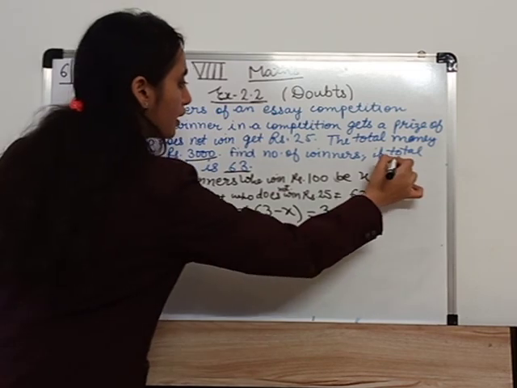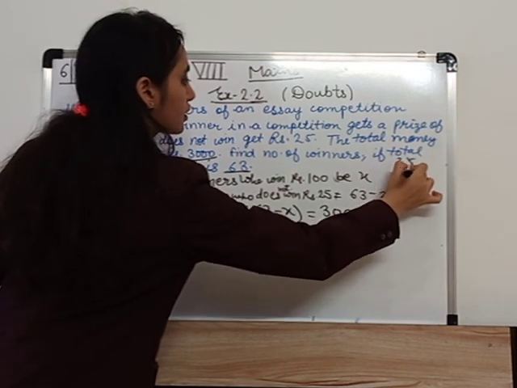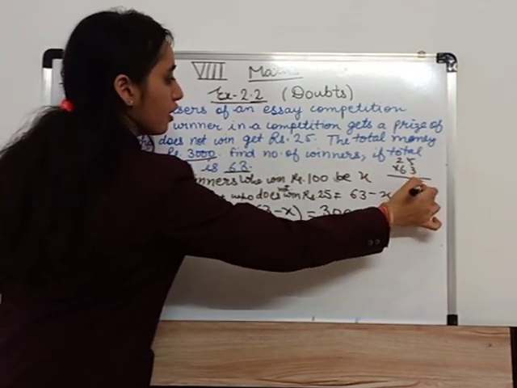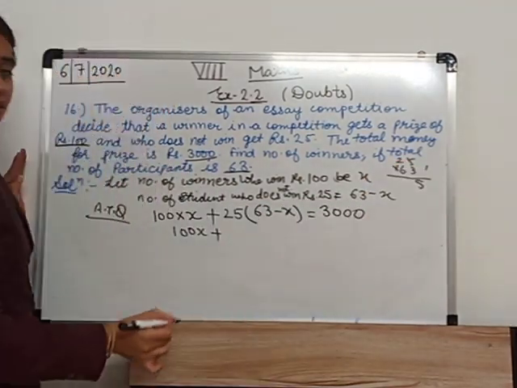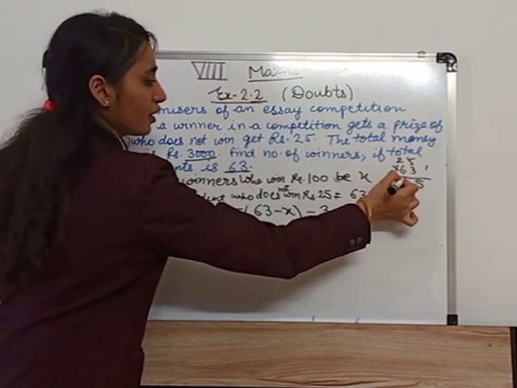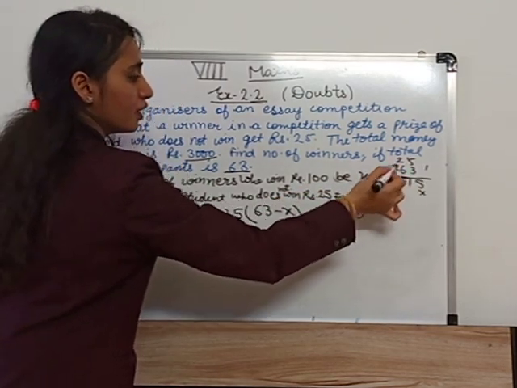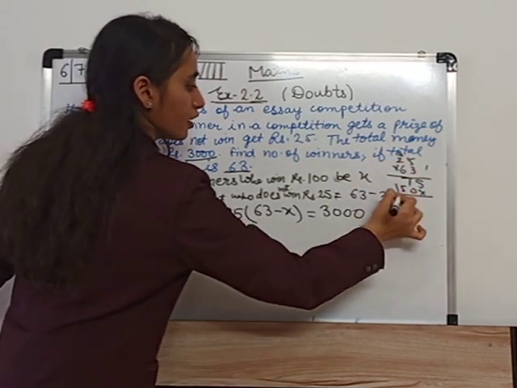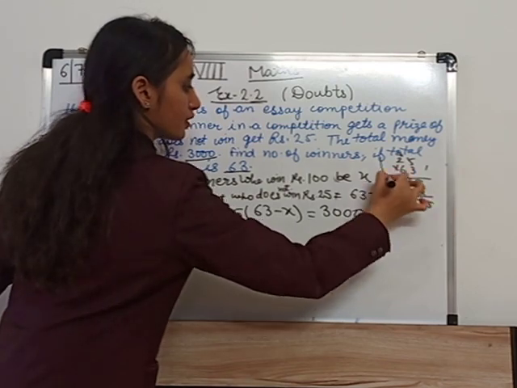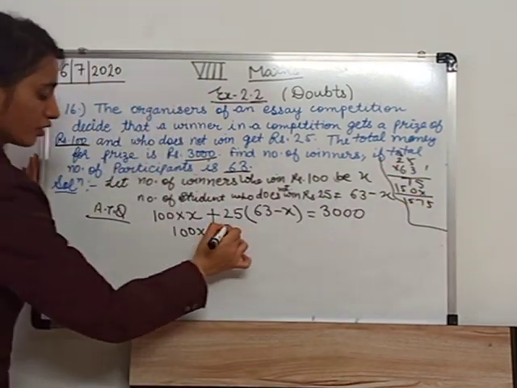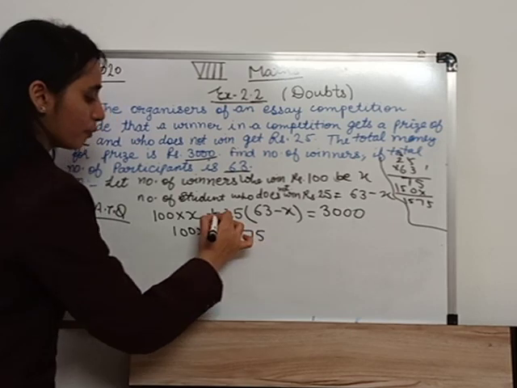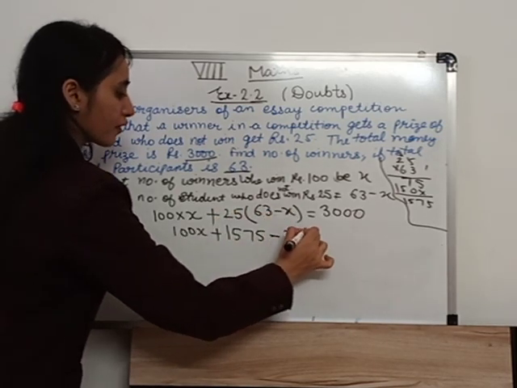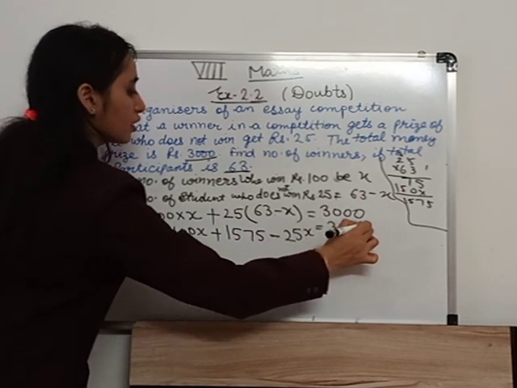1575. When you multiply 25 with 63, our answer is 1575. Like this way: 5 3s are 15, 3 5s are 15, 3 2s are 6 and 1 is 7, 6 5s are 30, 6 2s are 12 and 3 is 15. So we get 1575. Now plus minus become minus: 25 into x, 25x equals to 3000.